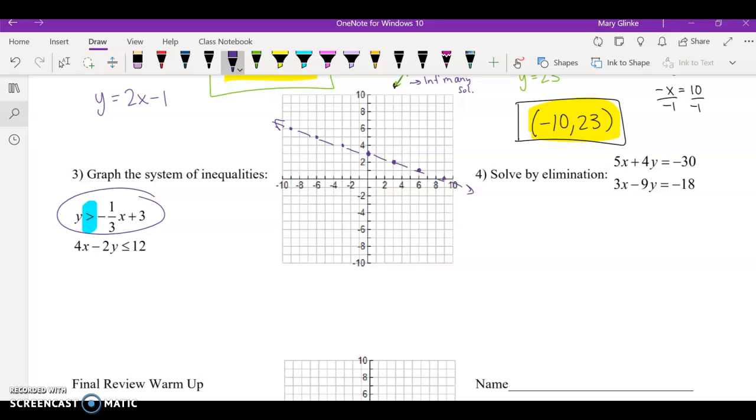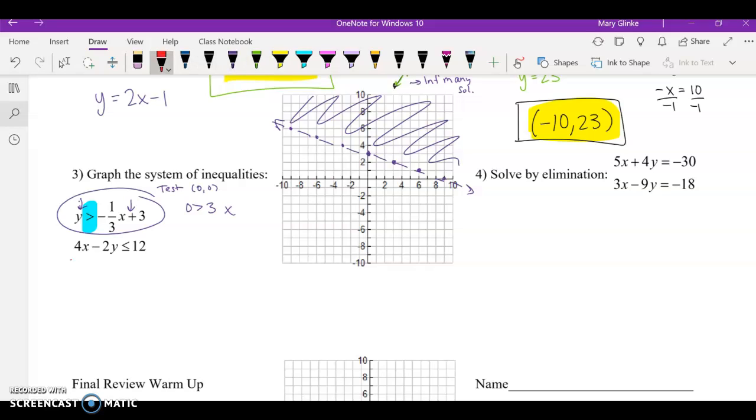For this inequality, we're going to test the point 0, 0 and say 0 is less than 3 when we plug in 0 for y and 0 for x. This is not true, which means 0, 0 is not part of the shaded solution, so it would be everything up above. You also can say y is greater than means that I'm going to shade above my y-intercept.